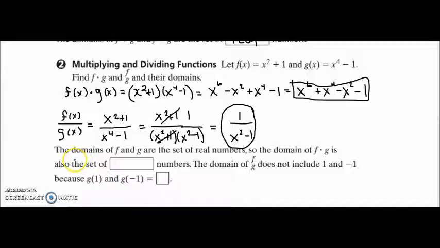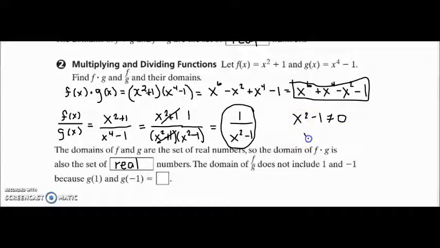Let's look at the domains. So remember, the domains, we need to think about what x values could we put in there. The domains for each of these individually are the set of real numbers. And so that means that the domain for this is also the set of all real numbers. But for f of x divided by g of x, we need to make sure that this denominator does not equal 0. So x squared minus 1 can't be 0.